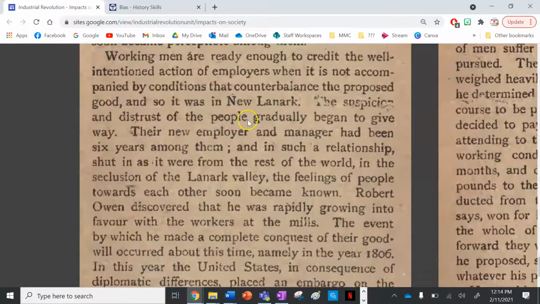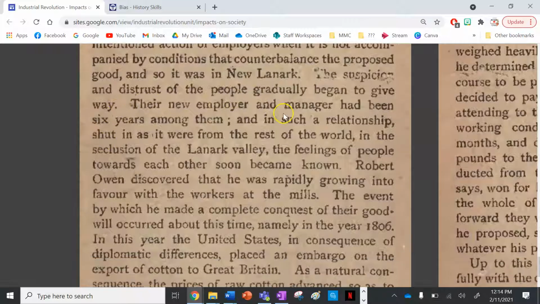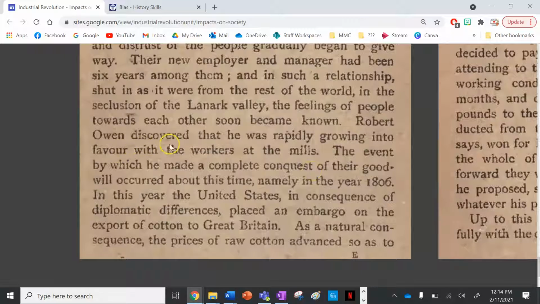The suspicion and distrust of the people gradually began to give way. Their new employer and manager had been 6 years among them, and in such a relationship, shut in, as it were, from the rest of the world in the seclusion of the Lanark Valley, the feelings of people towards each other soon became known. Robert Owen discovered that he was rapidly growing into favour with the workers at the mills. The event by which he made a complete conquest of their goodwill occurred about this time, namely in the year 1806. So Jones is building up to tell you the story of his greatest deed he did for his workers.